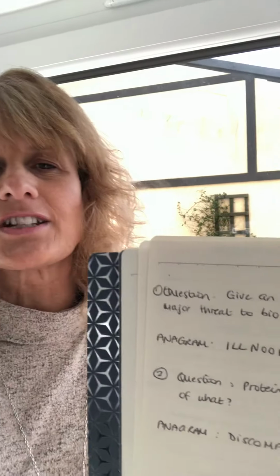Okay, so I've just written some on this pad here. It's a little bit of fun for you now. So the first question, I don't know if you can see that, I'll read it out, is give an example of a major threat to biodiversity. If I tell you that the letters are ILL, NOO, PTU, that is an anagram for something that's an example of a major threat to biodiversity.